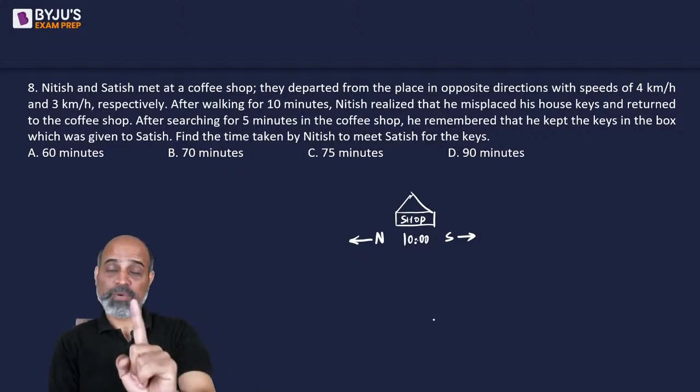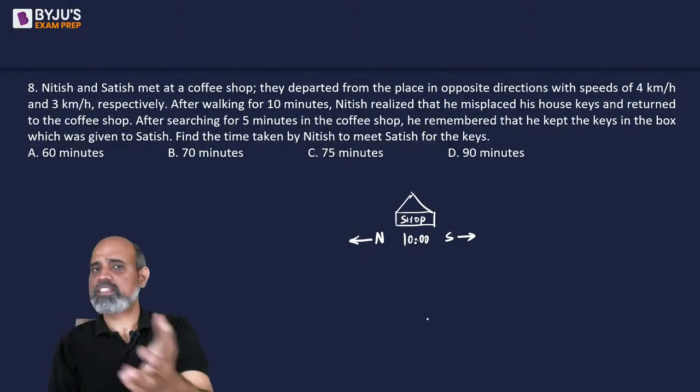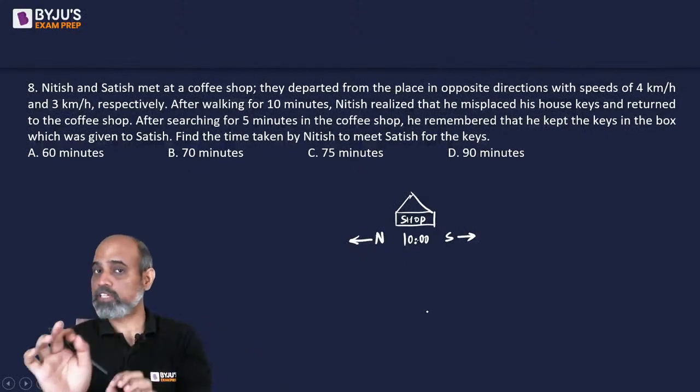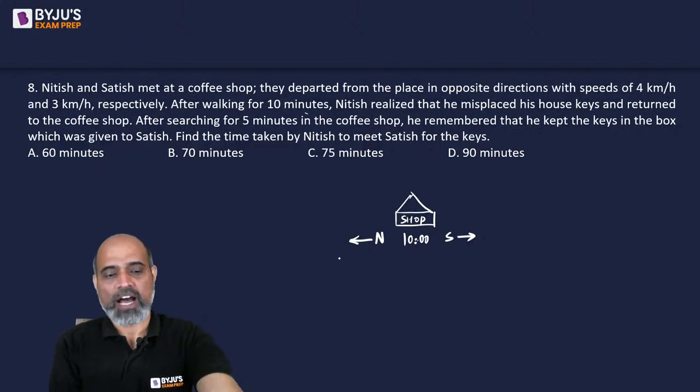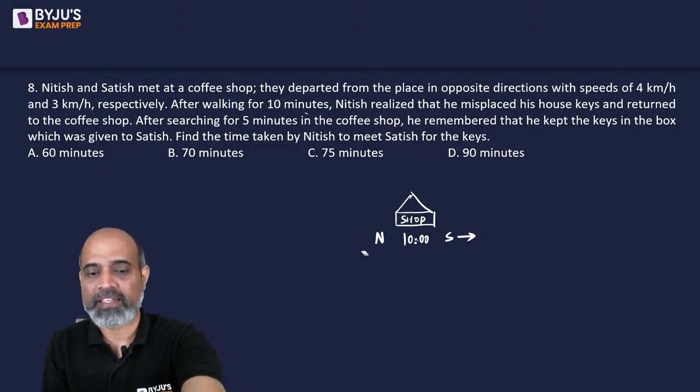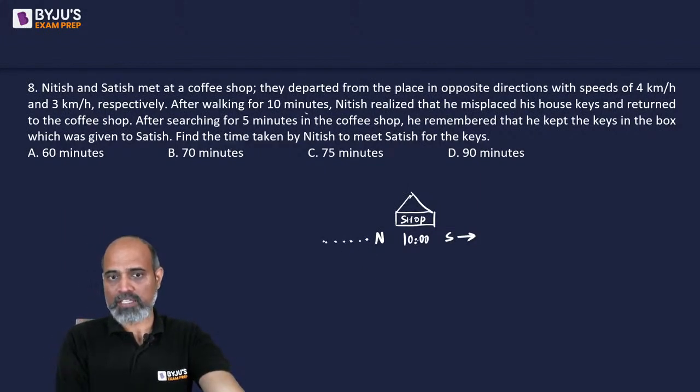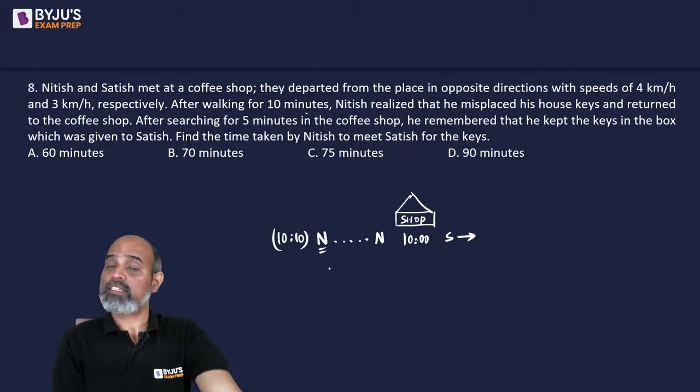ठीक है? टाइम पे ध्यान दे रहे हैं, स्पीड का हमें टेंशन नहीं है, डिस्टेंस क्या है हमें कुछ लेना देना नहीं, टाइम कितने बजे कौन किधर को था. It says after walking for 10 minutes. So after walking for 10 minutes, that would mean that Nitish, suppose इधर पहुंच चुका है 10 minutes बाद. So this is him here at 10:10. He realizes कि अरे I have forgot my keys at the coffee shop because it's not with me. So what he does is he takes a U-turn and then he goes back to the coffee shop.